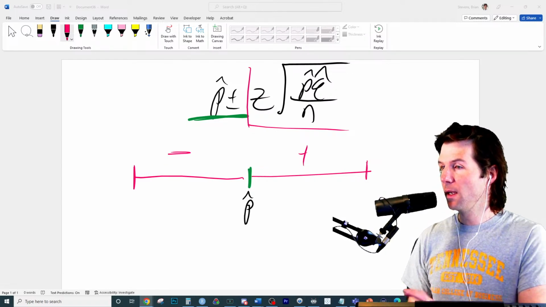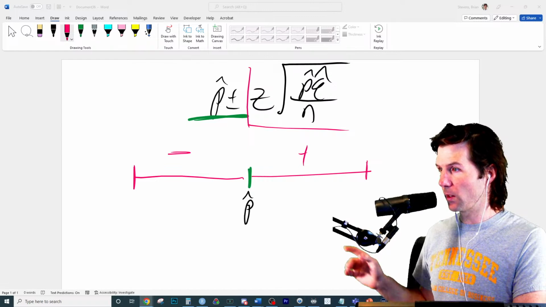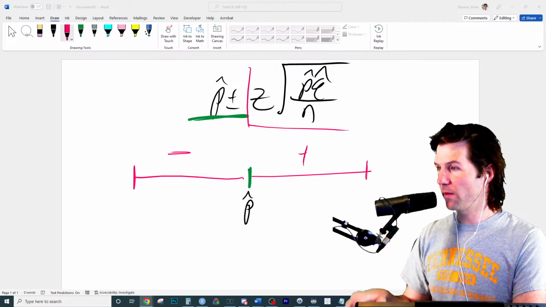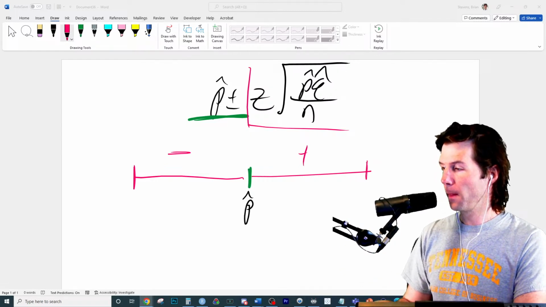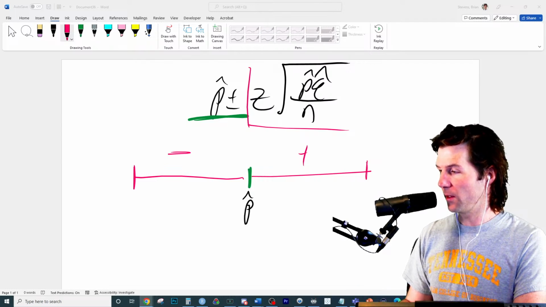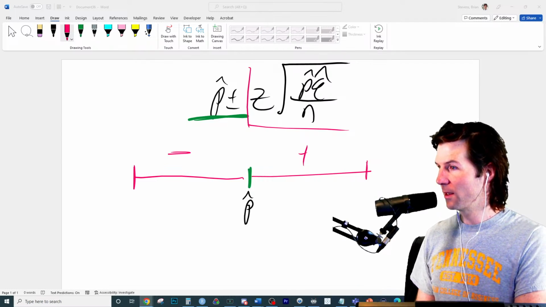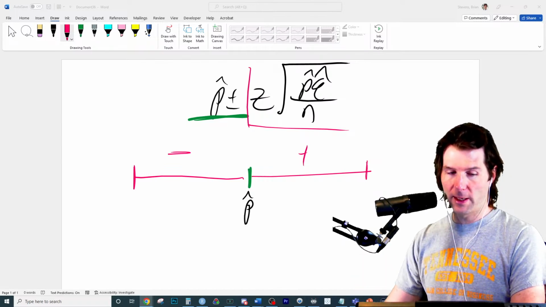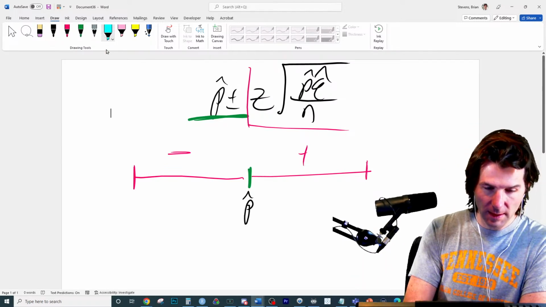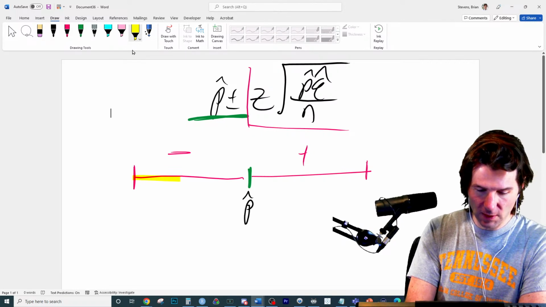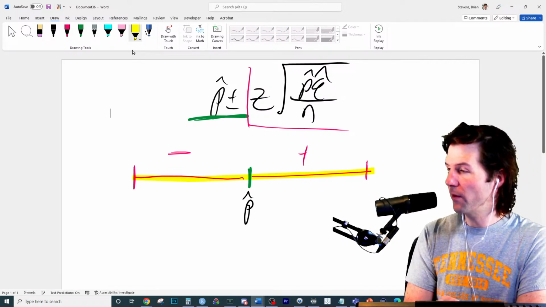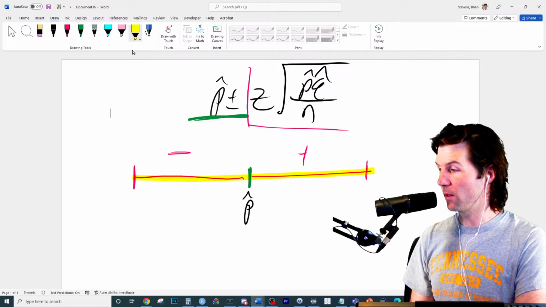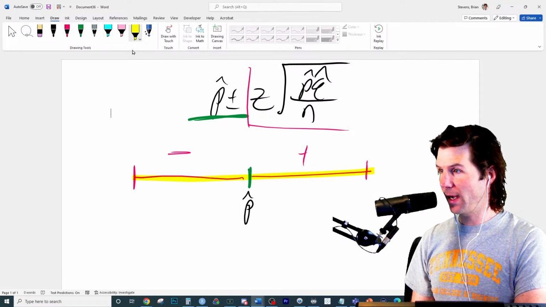Let's throw some points. Memorize this: the margin of error is always what, the length of the interval? So think about the length of the interval, and the margin of error is what? Half the length of the interval, right? So the margin of error is half the length of the interval.